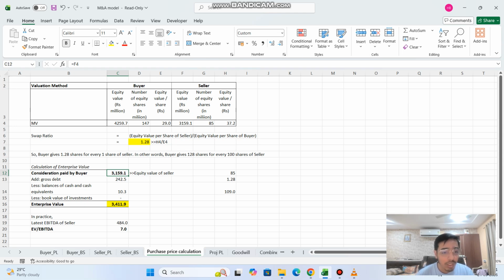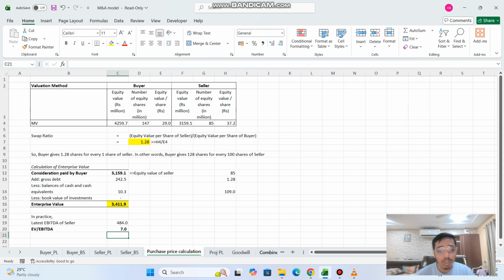So when we are calculating the enterprise value for the seller company or the target company, we'll take the consideration paid by the buyer, which is 3159.1. This is an all stock deal, just as a reminder, and we'll be adding the debt and then subtracting the cash. Okay, and the enterprise value comes to 3411.9, and the latest EBITDA of the seller is 484. So we calculate the EV by EBITDA ratio by simply dividing enterprise value by the EBITDA, and that comes to around 7. Okay, so this is the purchase price calculation.